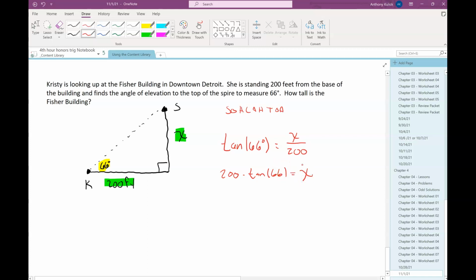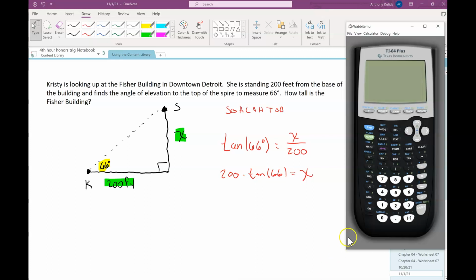And then it's calculator time. Note that for the previous set of problems, my calculator was in radian mode. What mode should my calculator be in for this problem? Degree. How do I know it should be in degree mode? 66 degrees. It says right in the problem that, hey, dummy, we're using degrees. So I get 449.2 feet.